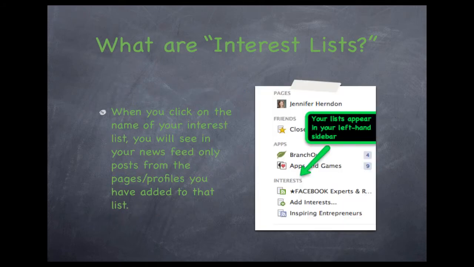When you click on the name of your interest list, you will see in your newsfeed only posts from the pages and or profiles that you have added to that list. So as you can see, when you're on your home newsfeed of your Facebook, over on the left-hand sidebar, you'll see a heading that says Interest. And underneath that heading, you will see all of the lists that you have either subscribed to or created. When you click on one of those lists, then it's going to pull up for you a newsfeed that contains only the pages or profiles that you have added to the list there.